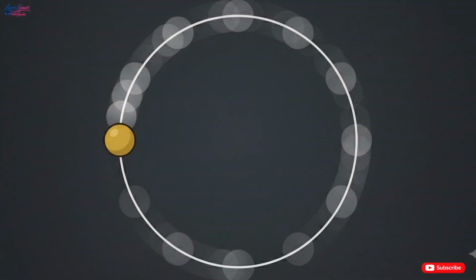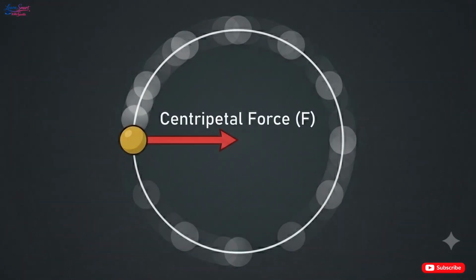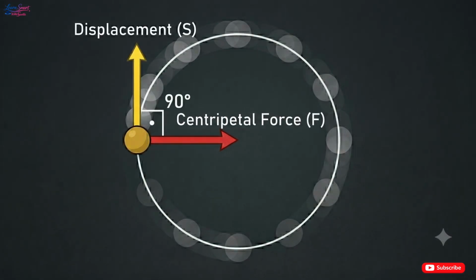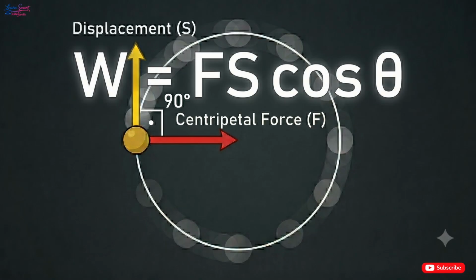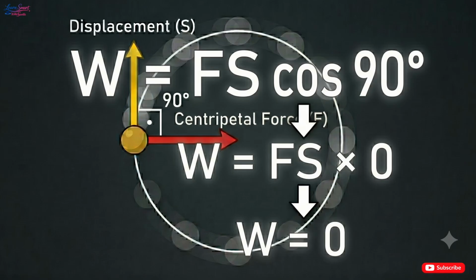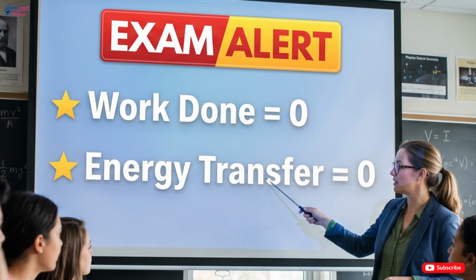Consider a body moving in a circular path. The centripetal force always acts towards the center. The displacement at any instant is tangential to the circle. Therefore, the force is perpendicular to displacement. The angle between them is 90 degrees. We know W is equal to Fs cos theta. Since cos 90 is 0, work done is 0. Therefore, no energy is transferred. This is a very important concept.